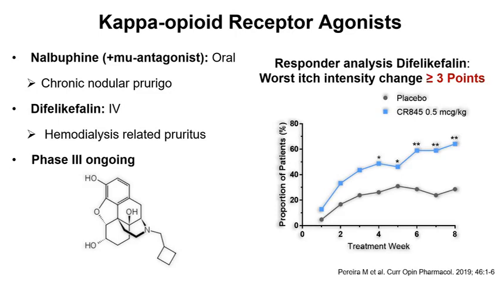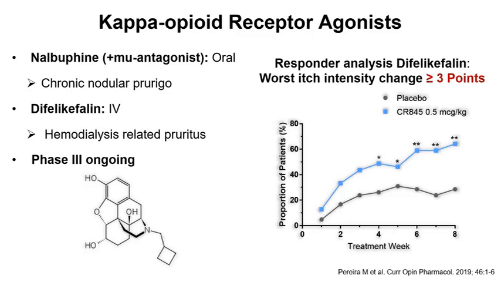I told you that there is kappa agonist release in the spinal cord, and accordingly there is now pharmaceutical development. So for example, we have nalbuphine, which is a combined kappa agonist and mu antagonist in oral form, which is of course very comfortable for the patient, and this is now in a phase 3 study for the indication of chronic nodular prurigo. Another substance for intravenous application, difelikefalin, performed already very nicely in phase 2 and phase 3 studies. And here you see the responder analysis.